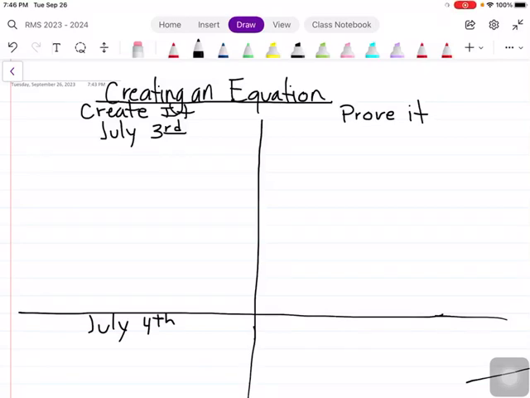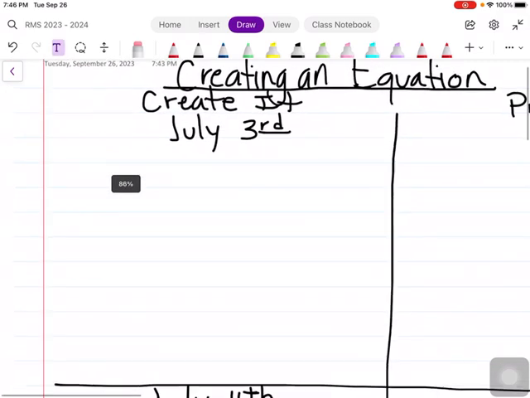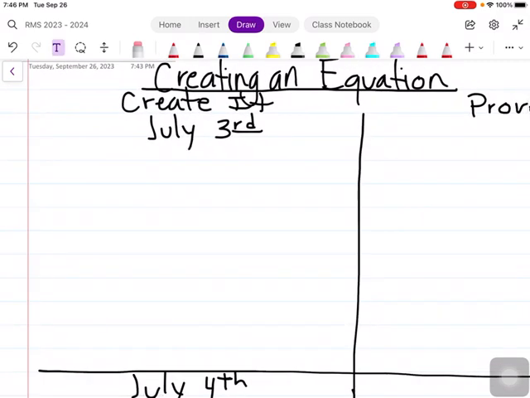To create an equation, you first have to know what you want the answer to be. So if I'm starting with July 3rd, that means I want the answer to be 3. I'm first just going to start with a regular x. Then I have to decide, am I going to go with distribution, or am I going to put a number in front of x? So for this one, I'm going to go ahead and go with distribution.